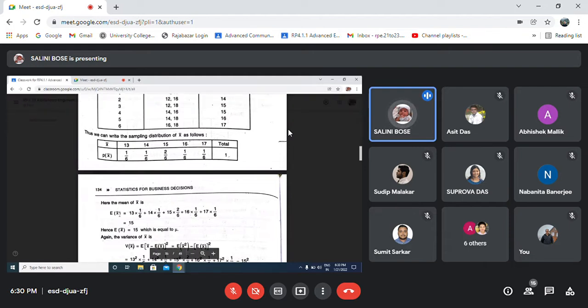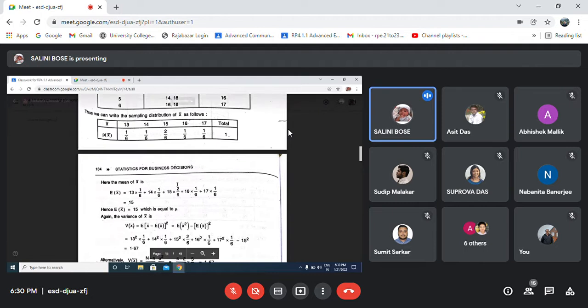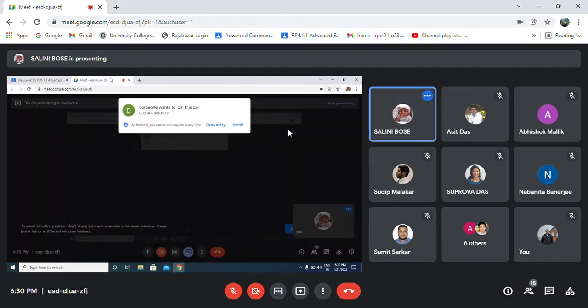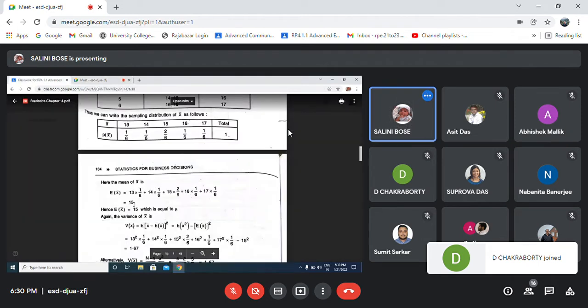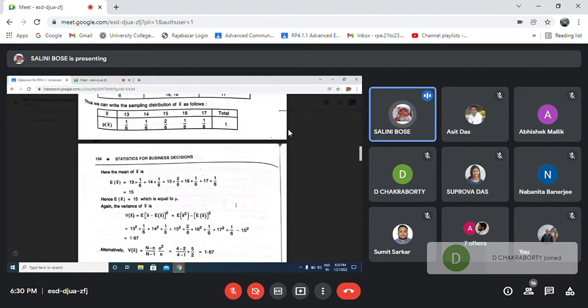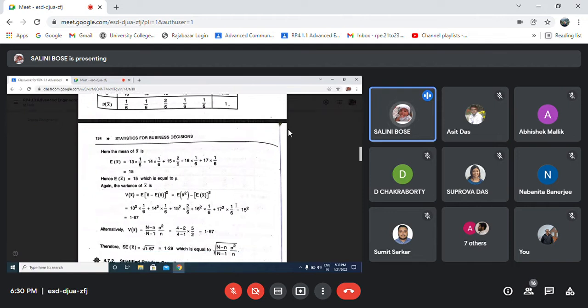So again you are getting the estimation mean is 15. So that is equal to mu. Here also the same, it can estimate the population mean mu because the population mean is also 15. Clear?